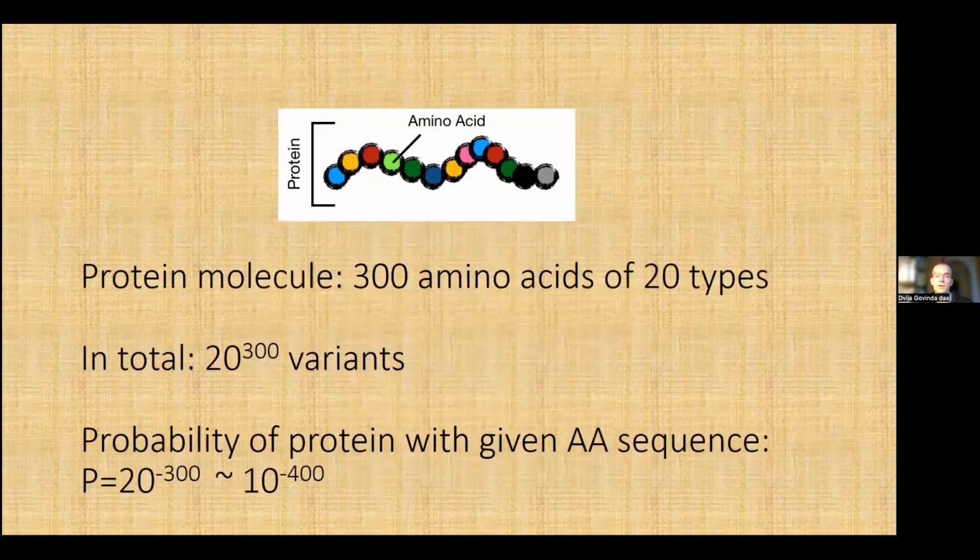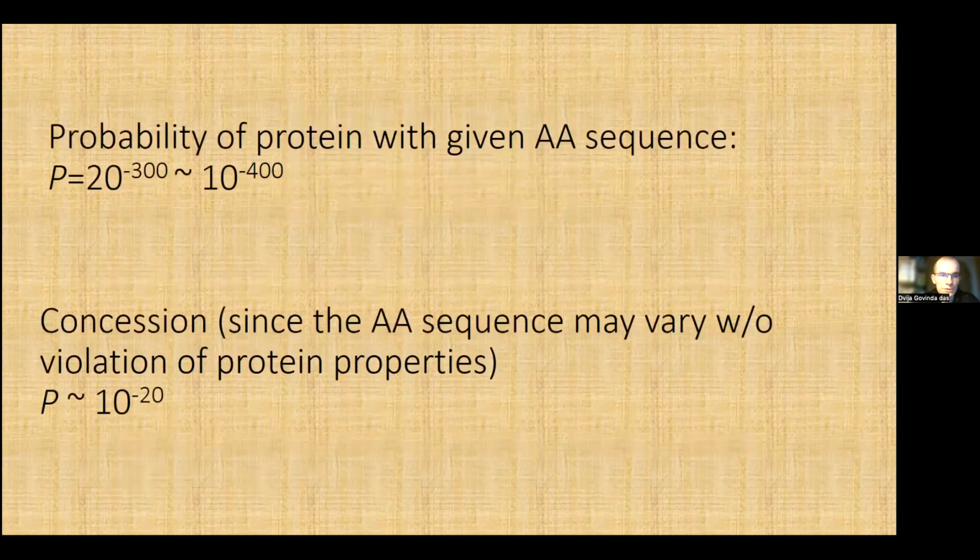So let's come back for a moment to recall that each protein molecule consists of 300 amino acids of 20 types. As a result, just by multiplying these possible variants, we get a total number of variants of about 20 to the power 300. It means that the probability of finding a protein with a given sequence of amino acids is about 20 to the power minus 300, which is about 10 to the minus 400. Of course, a very small number.